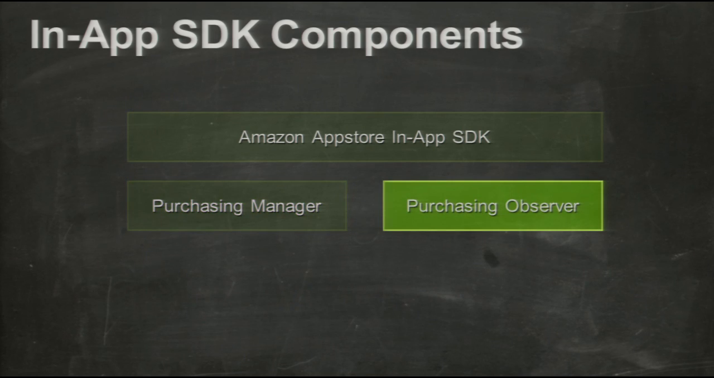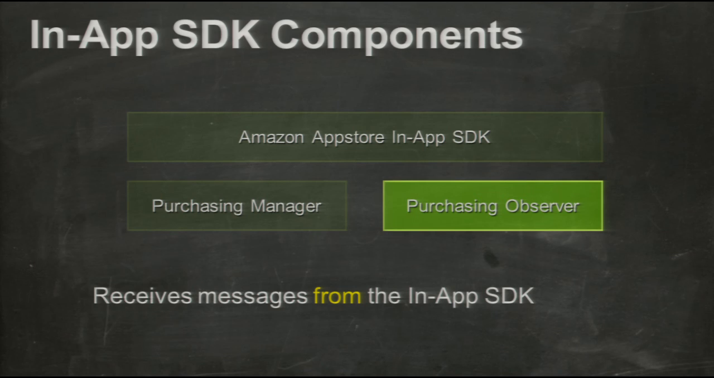Okay? Now the purchasing observer is how you receive messages from the in-app purchasing SDK. So a customer's indicated they want to make a purchase, you send it through the purchasing manager.